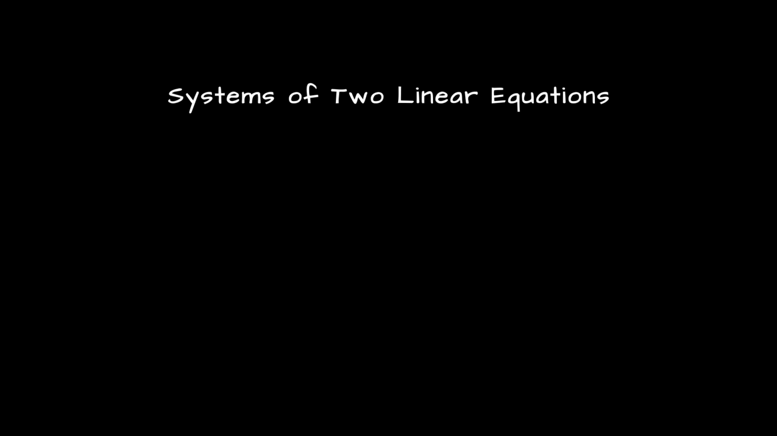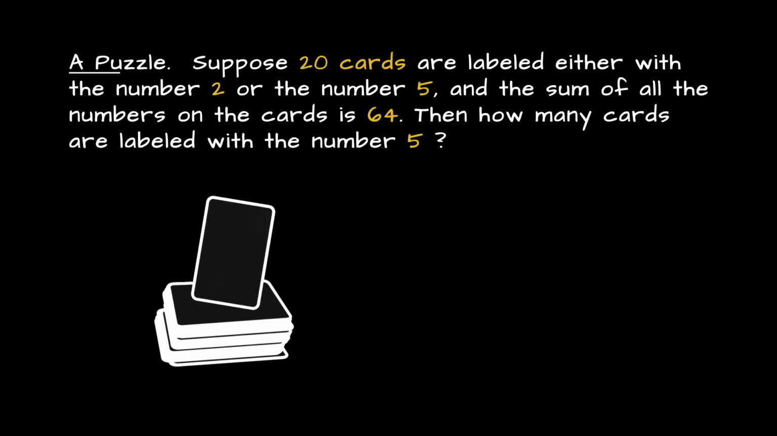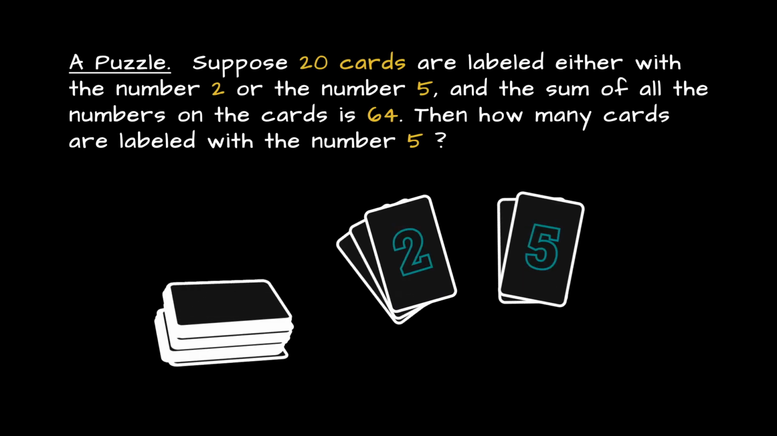In this video, we're going to talk about systems of two linear equations in two variables. Let's begin with a puzzle. Suppose you have a stack of 20 cards, each one of which is labeled either with the number 2 or the number 5. And suppose that the sum of all the numbers on the cards is 64. Then how many cards are labeled with the number 5?